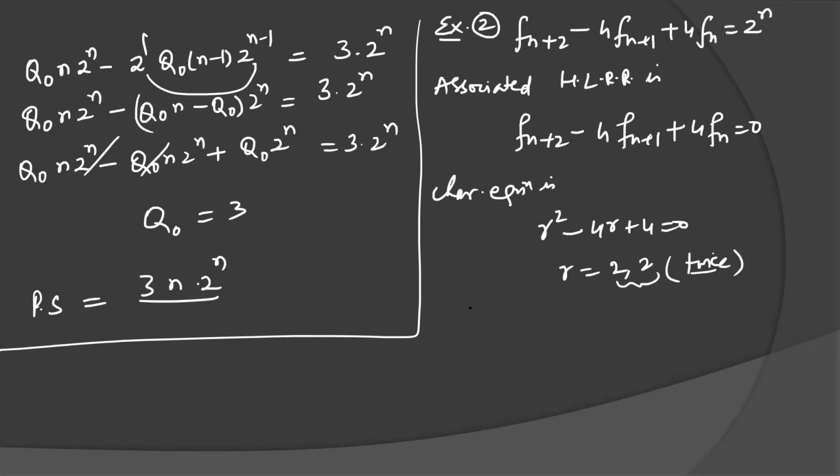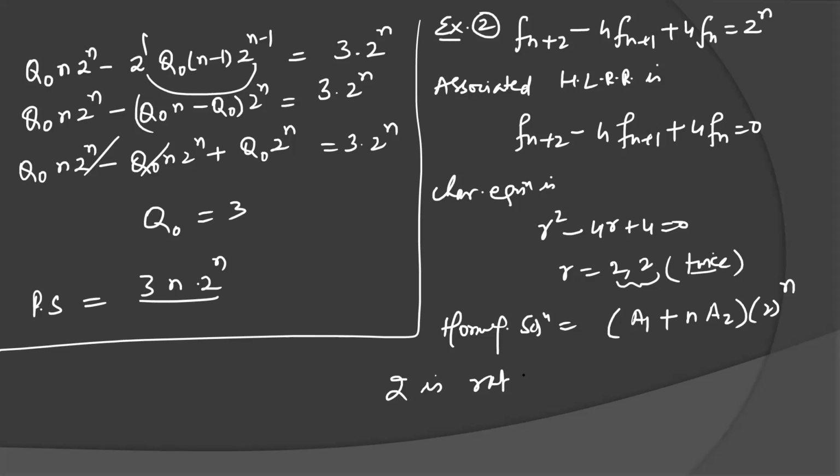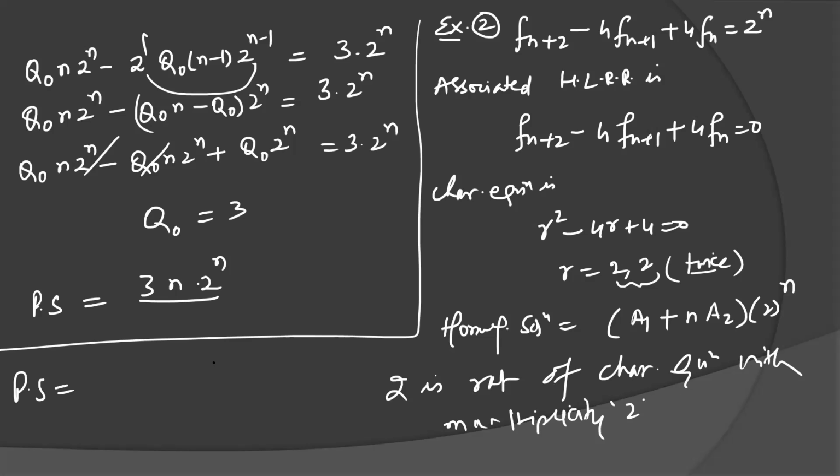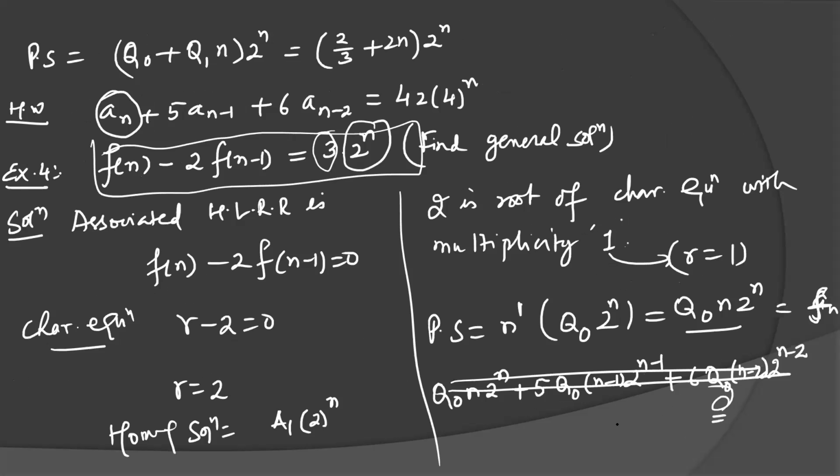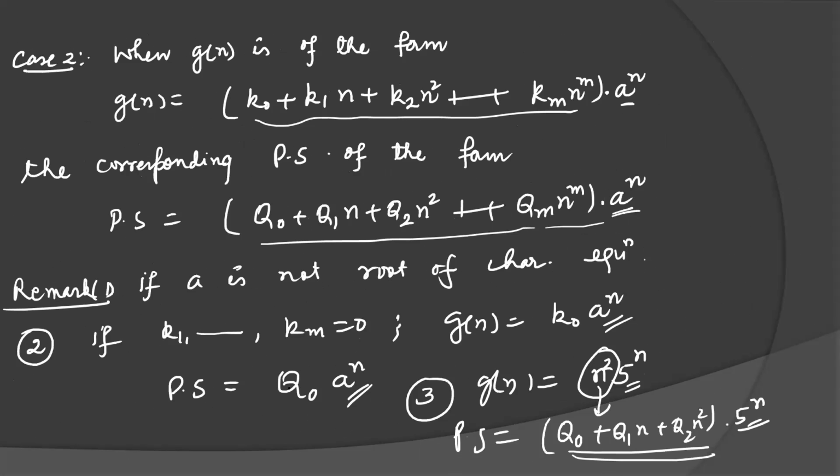Now, twice repeated, so the homogeneous solution will be a1 plus, now it is n variable, n into a2, times 2 to the power n. 2 is a root of the characteristic equation with multiplicity 2. Okay. Now can you write the particular solution here? I am writing here only. The particular solution will be 2 to the power n outside, n to the power this value. Here I am taking r, so call it n to the power p. You can change the notation if you want. I use the same notation.